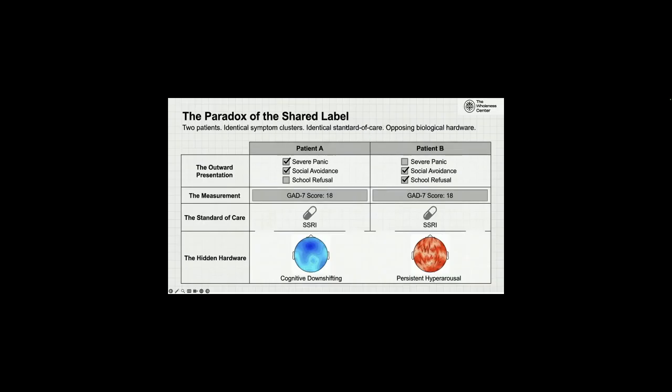And so we have identical standard of care. So we have the same symptom clusters, the same standard of care, but totally different hardware. So we have our symptoms, we have our GAD-7 scores, our standardized questionnaire, we have our standard of care, which is an SSRI. But when we look at their brain patterns, we have totally different profiles. Okay. So what do you think happens if we treat these people the same? I mean, of course, the providers that we work with would know the answer to that is that one's likely going to get worse. And so we want to know that information before we get into the treatment.